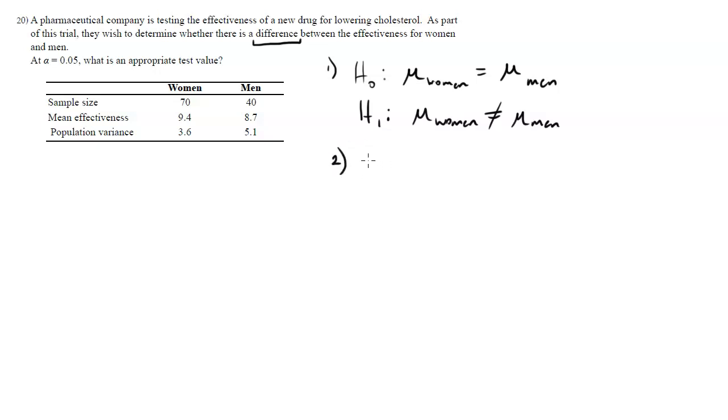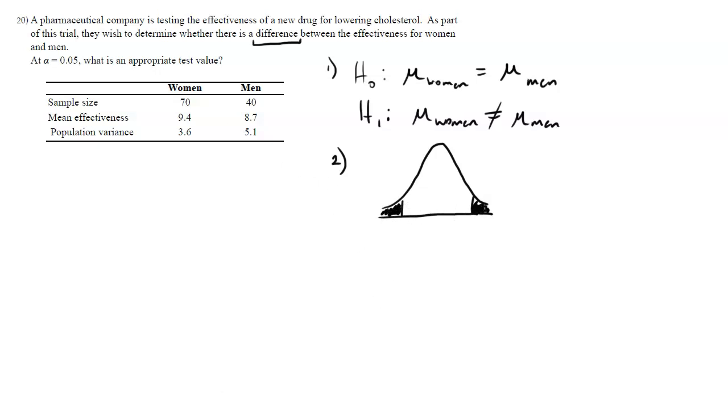Second step, critical value. And you determine that critical value based on alpha equals 0.05, and this is not equal to. So if it was less than, it would be left-tailed. Greater than, it would be right-tailed. But since it's not equal to, it can be greater than or less than. So 2 tails. 2 tails, alpha's 0.05.